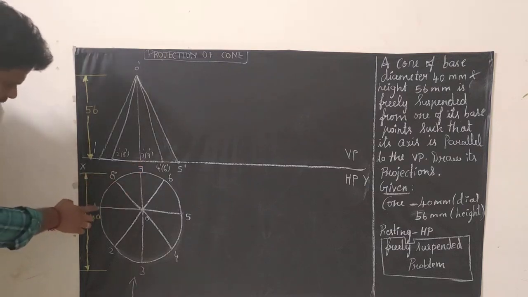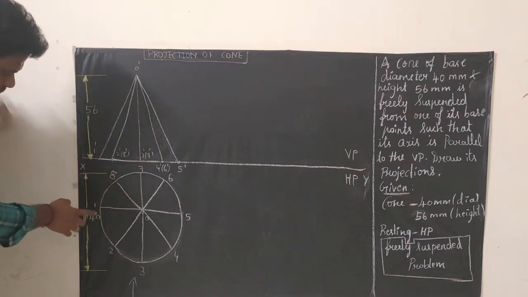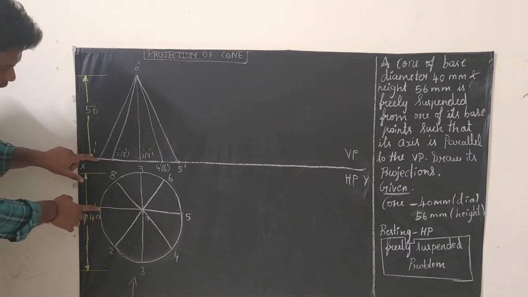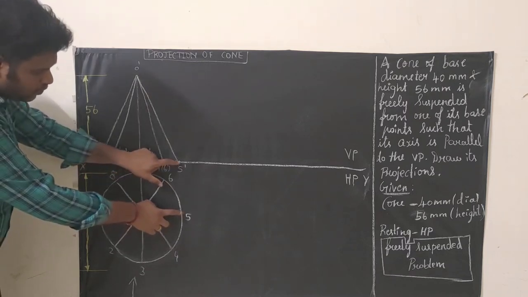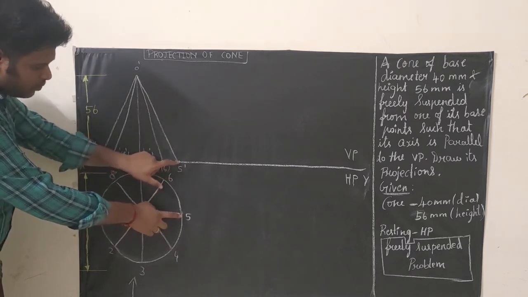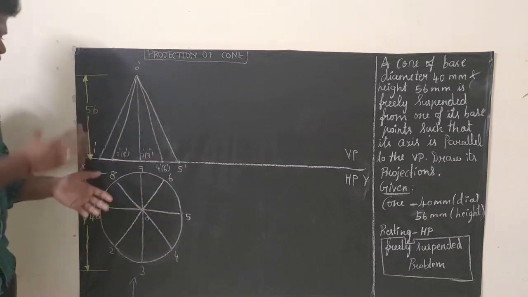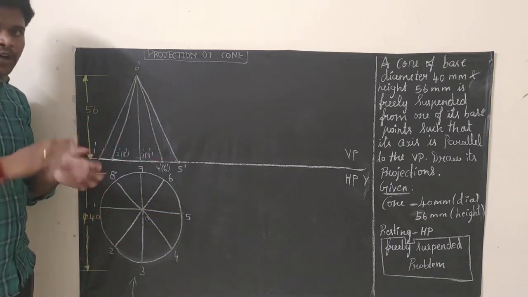Okay, see here, this is the point. Keep your scale here and try to fix a point here. Same way, keep your scale here and try to fix a point here. Like this, you have to fix it. So now we are going to project your top view and draw the front view.